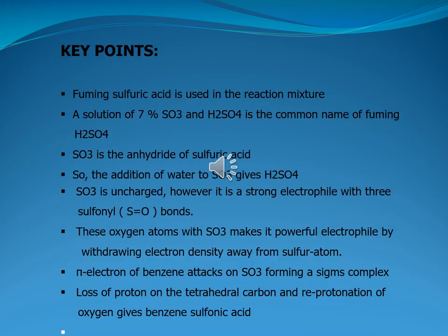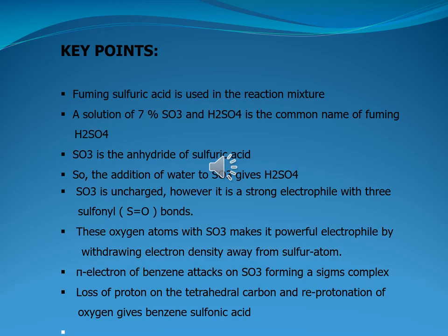These are the key points which are helpful to design the key mechanism of sulfonation. Fuming sulfuric acid is used in this reaction mixture. A solution of 7% sulfur trioxide in concentrated sulfuric acid is the common name of fuming sulfuric acid. Sulfur trioxide is the anhydride of sulfuric acid, so the addition of water to sulfur trioxide gives the sulfuric acid moiety.